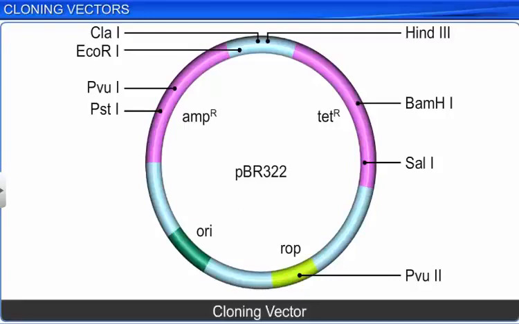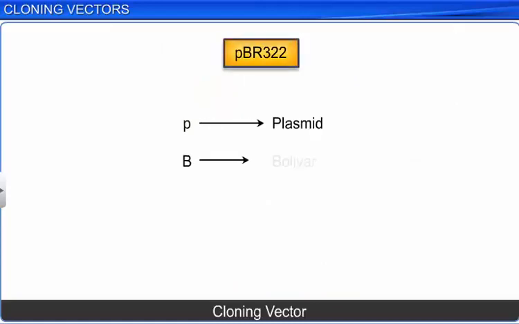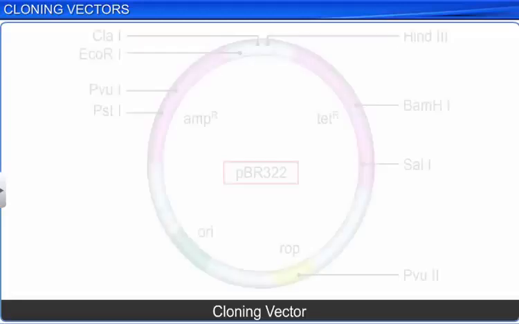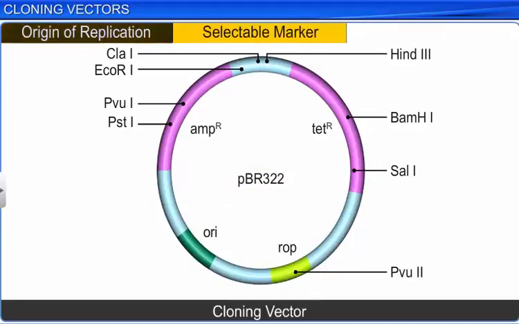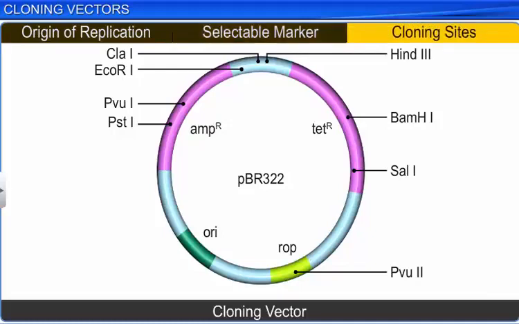The first artificial plasmid, which is now commonly used as a cloning vector, is pBR322. It was created in 1977 and was named after its Mexican creators, Bolivar and Rodriguez. Let us now review the main features that facilitate cloning into a vector such as pBR322. These features are origin of replication, selectable markers, and cloning sites.